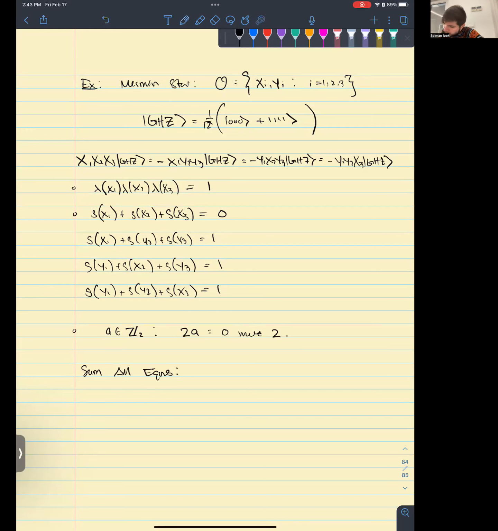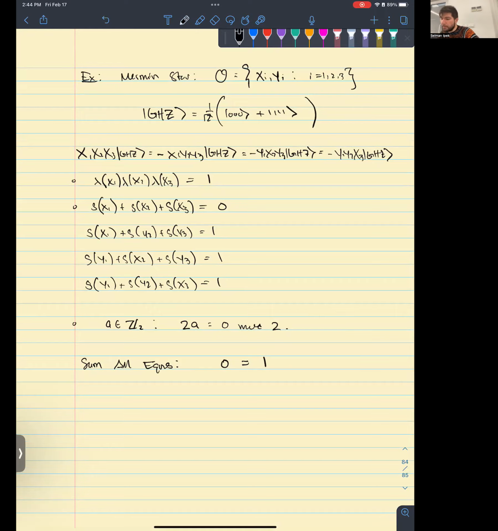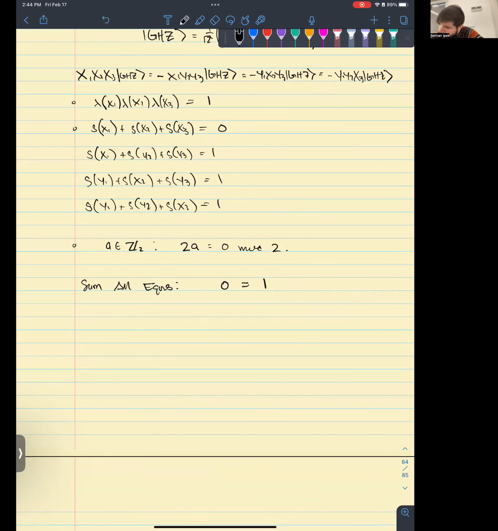Everything here appears twice. This one appears twice, this one appears twice, and so on and so forth. They all appear twice. So basically I get 0 equals the sum of the right-hand side, which is equal to 1. Therefore, if I impose a non-contextual value assignment, it leads to a contradiction.